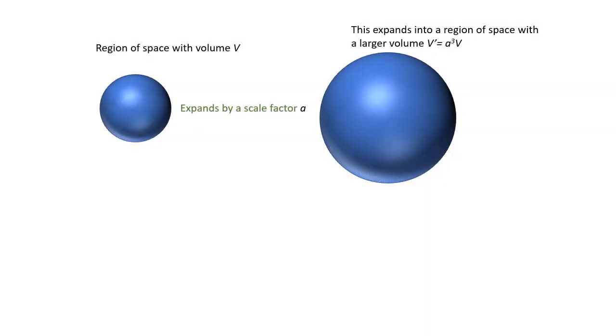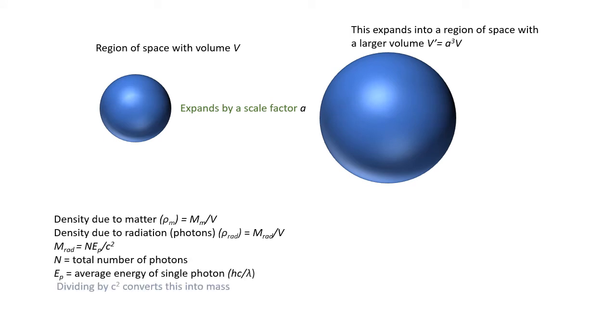Okay, let's consider a volume V which expands by a factor of A to give a new volume V' equals A cubed V due to the expansion of the universe. The density due to matter is simply mass divided by volume, and the density due to photons is simply mass in photons divided by volume, where the mass in photons is the number of photons times the average energy of each photon divided by c squared to make it into a mass.